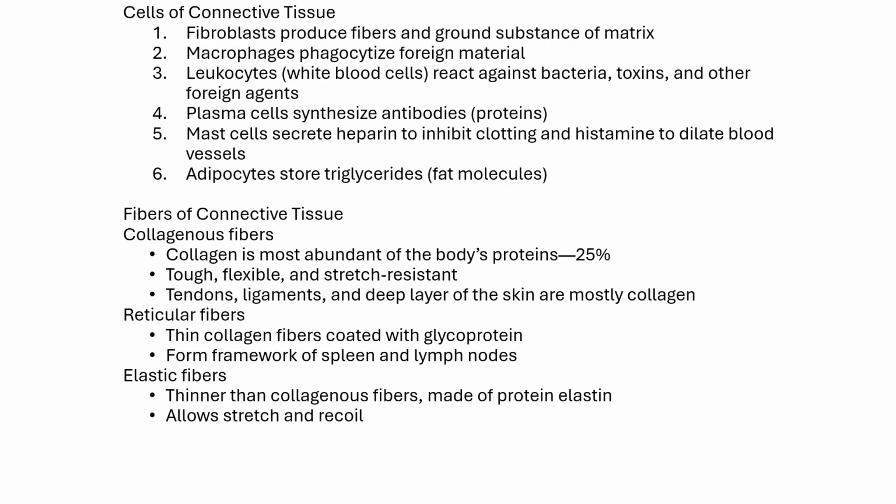The fibroblasts are the main cells. They produce fibers and ground substance, which is called the matrix. And another type of cell is the macrophages. They phagocytose foreign material and activate the immune system. Another type of cells is the white cells or the leukocytes. They react against bacteria, toxins, and other foreign material.